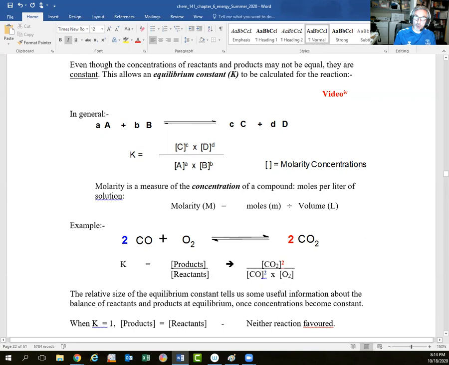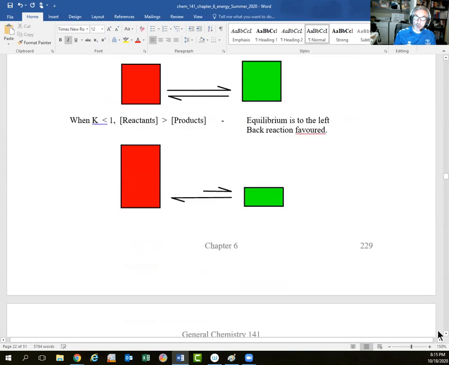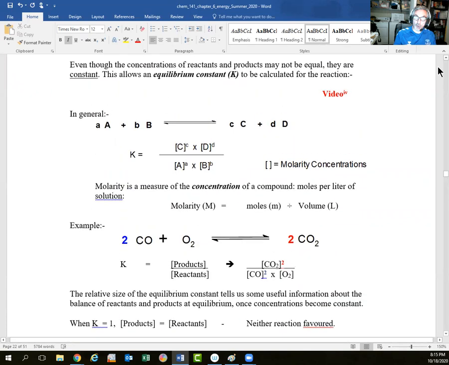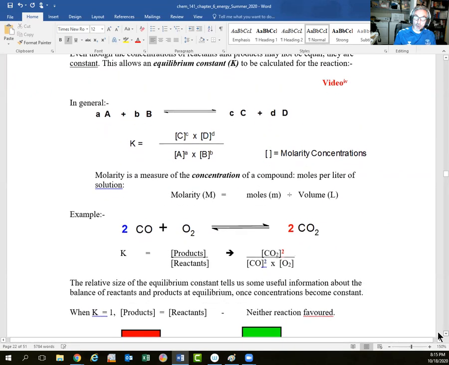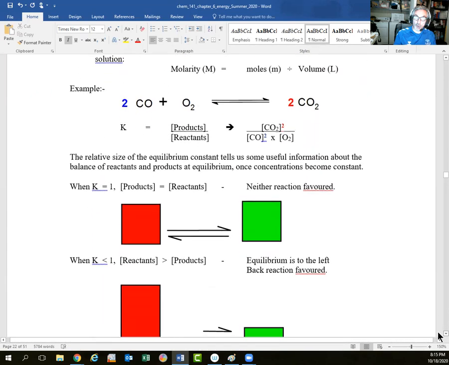Now, if we use an actual reaction as an example, whoops, a bit jumpy, my Word document here. Look at our example. Carbon monoxide combusted in oxygen to produce carbon dioxide. The concentrations, by the way, would be in molarity, moles per litre.